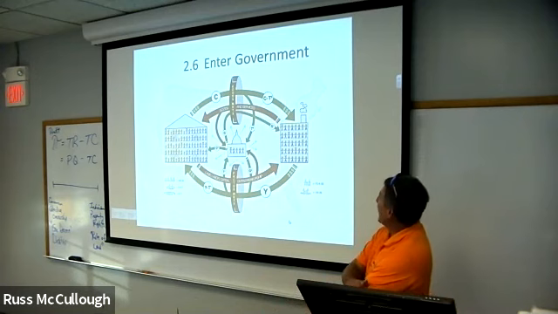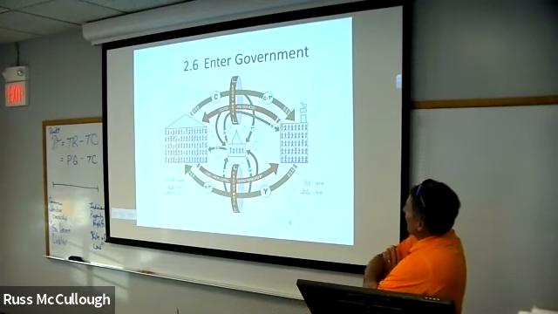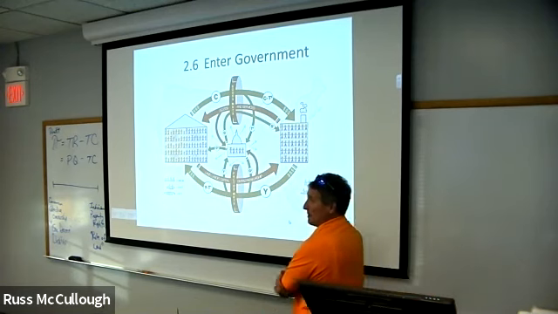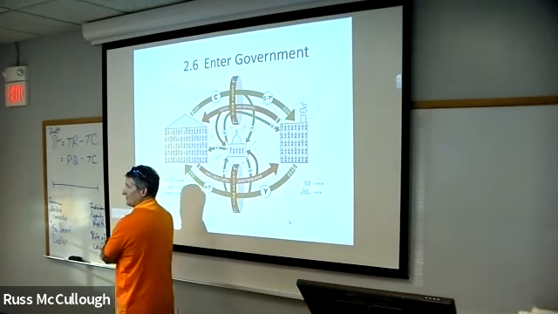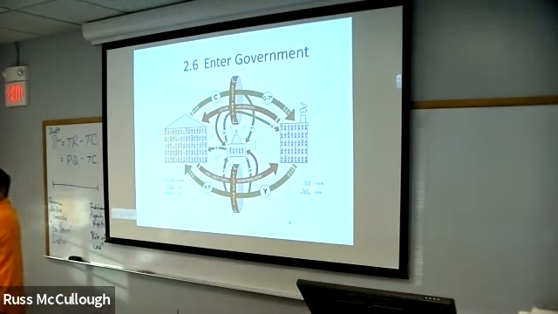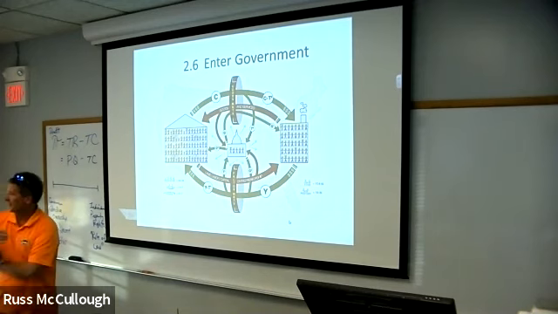So, enter government. Dun, dun, dun. So where does the government get its money from? Taxes, right? Are taxes a voluntary thing, like they are when we go to Walmart and buy the scissors?